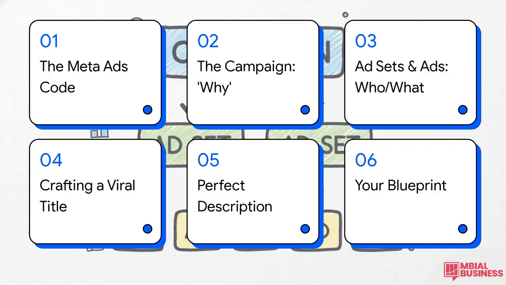So, here's how we're going to do this. First, we'll crack the code of Meta's 3-level hierarchy. Then we'll dive into the campaign, the ad sets, and the ads. After that, we'll put all that new knowledge to work and actually craft a viral title and description. And finally, we'll put it all together into a blueprint that you can start using today.